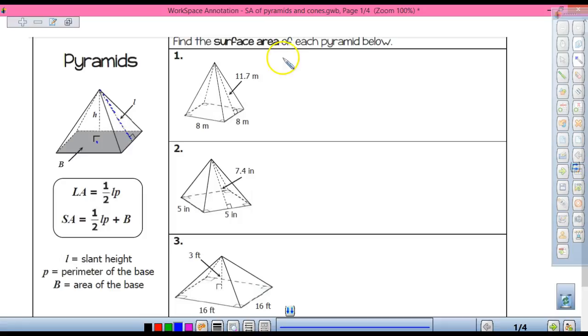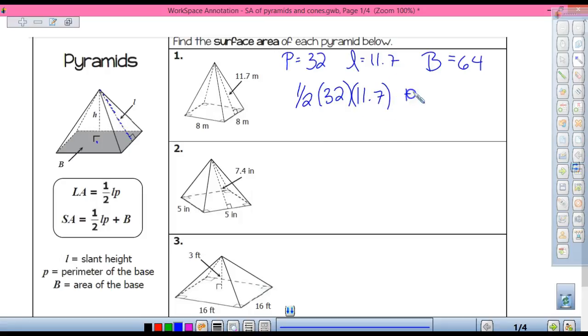In this picture, what is the perimeter of my base? 32. What is my slant height? 11.7. What is the area of my base? 64. All right, those are the pieces of information that we need in order to do this. So 1/2 times my perimeter times my slant height plus the area of my base.